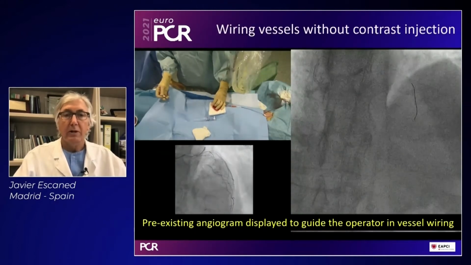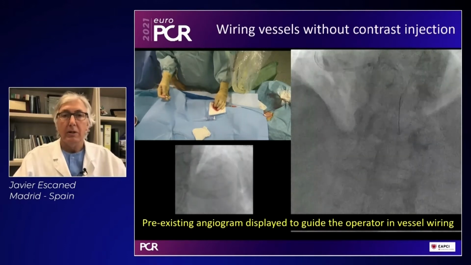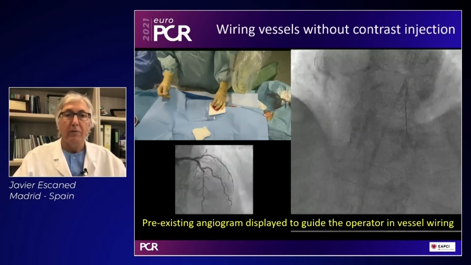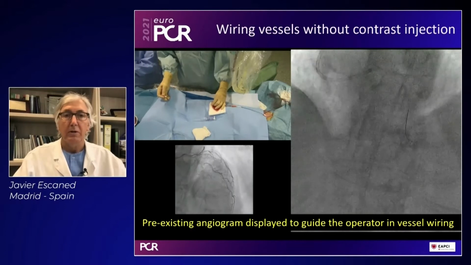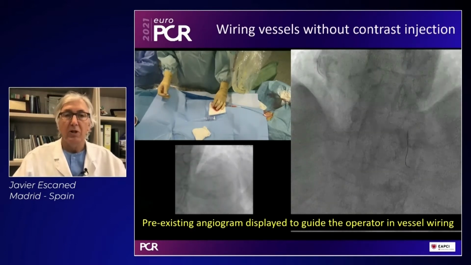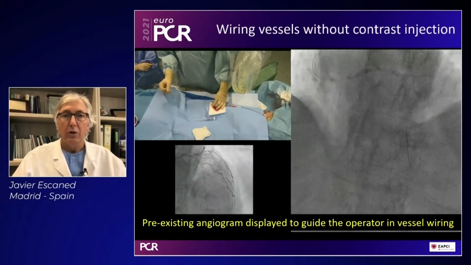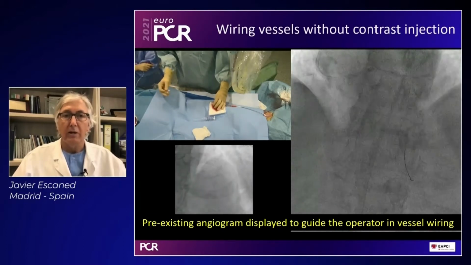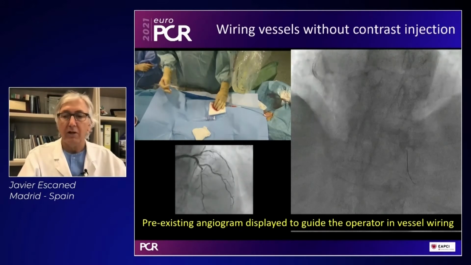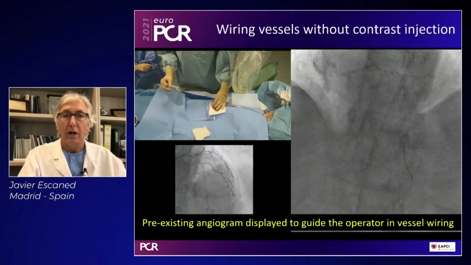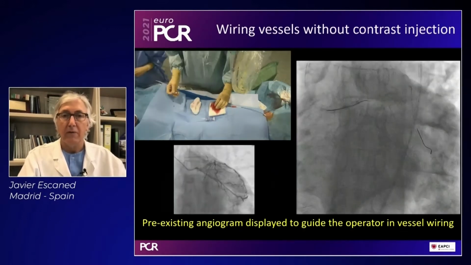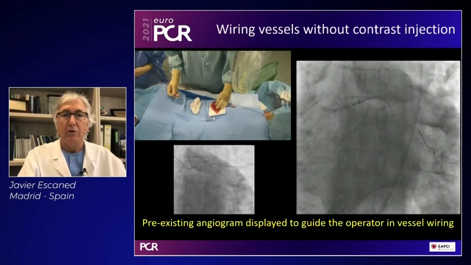So the first skill I would like to share with you is performing wiring of the vessels without using contrast. For that, we displayed the previous angiogram in front of me, so I could maneuver the wires very easily using this information. And with the wires in place, I had a very nice outlining of the coronary anatomy.